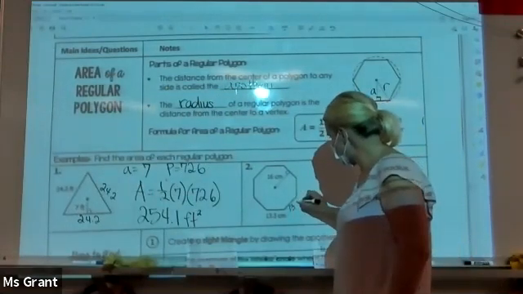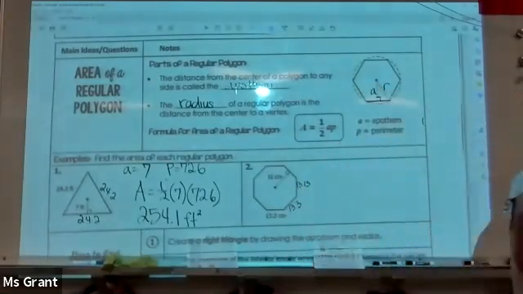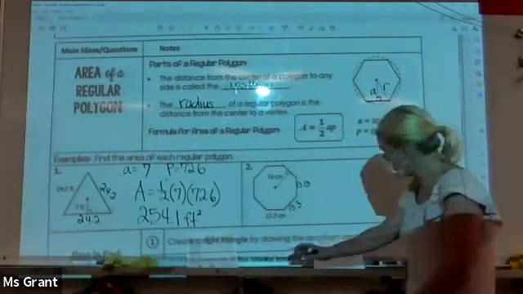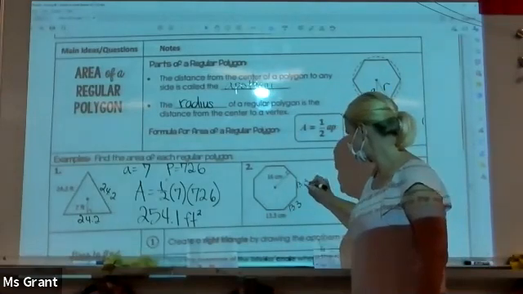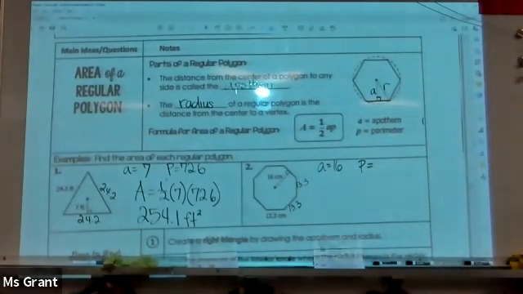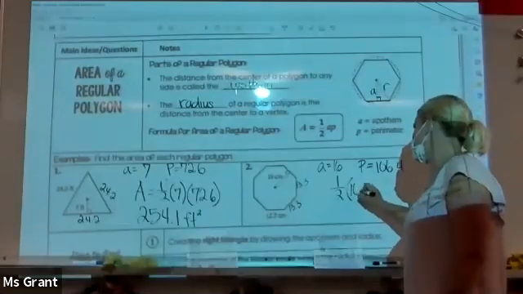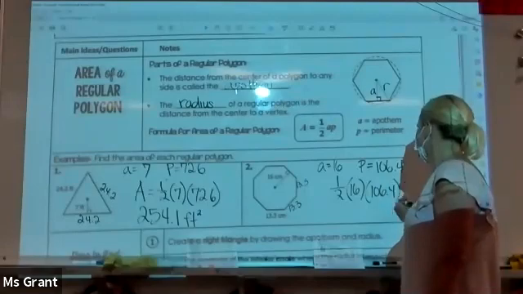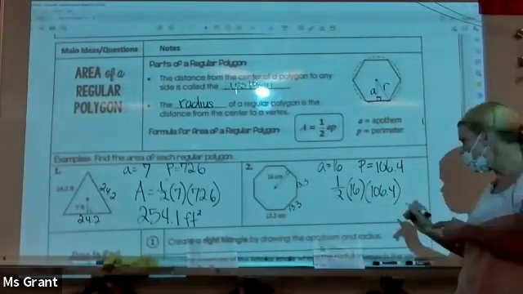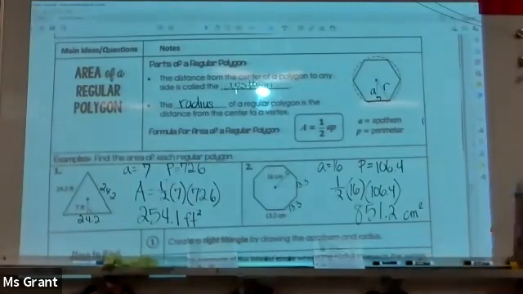My perimeter on number 2 is 13.3 on each side. There are 1, 2, 3, 4, 5, 6, 7, 8 sides. So just do the perimeter: 13.3 times 8. 106.4. Love it. Thank you for volunteering without even being asked. Amazing. So 1/2 of 16 times 106.4. Grand total, 851.2 centimeters squared.